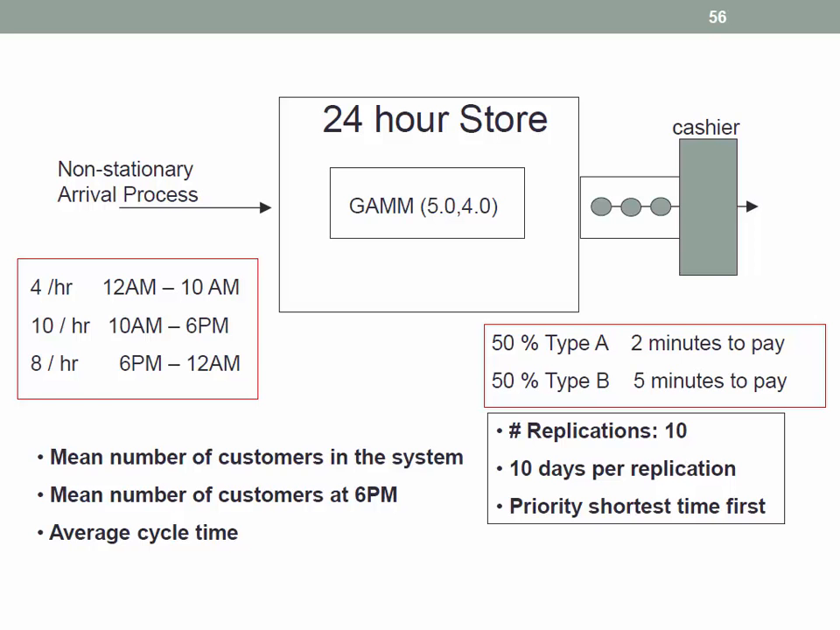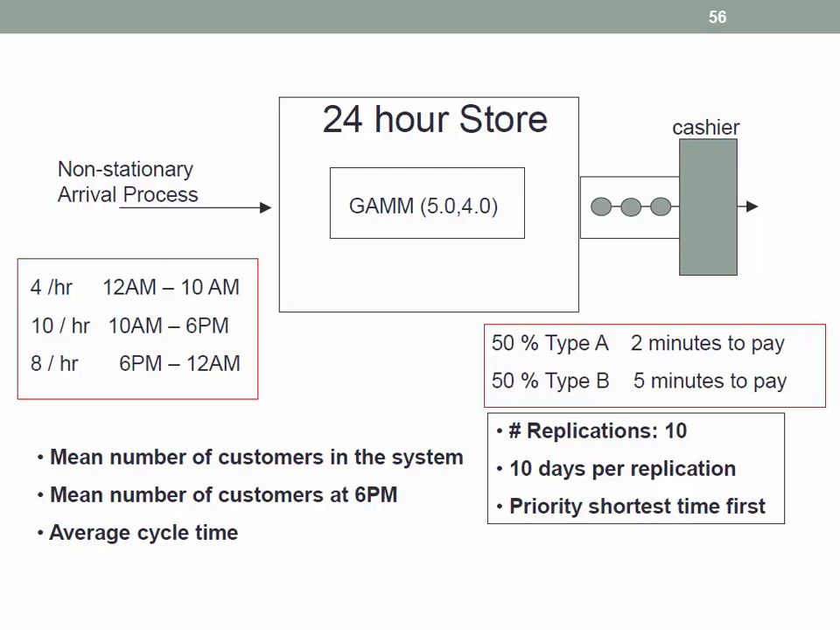Actually, today we're going to also focus on what if you want to know how many customers are in the store at a specific time of the day. So I want to know how many customers are in the store, let's say at 5 o'clock. That's something that we can also do with Arena. So in this case, I want to know the number at 6 p.m., and then what is the average cycle time for your customer. You can use 10 replications and 10 days per replication.